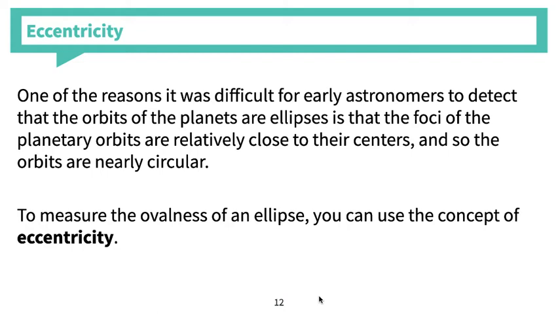So the reason that it was difficult for them to realize this, or to detect it, is that the foci of these elliptical orbits were super close to their centers. So it was almost unidentifiable. And so they believed that there was no focus because they were so close to the center that they couldn't even differentiate it. So they believed that the orbits were pretty circular.